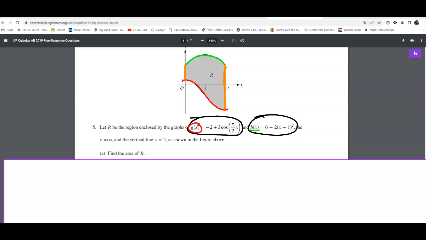to find that area. The way that we find areas, as we talked about in class, is you do your left x value and your right x value here. Then you do your top function minus your bottom function. So my top function is this guy, and my bottom function is this guy.